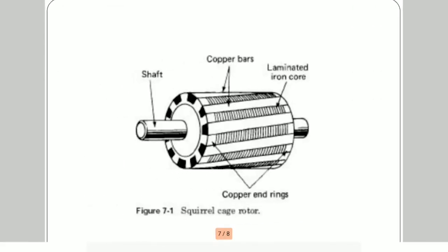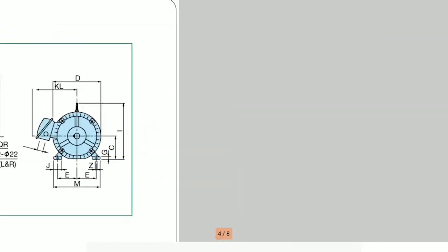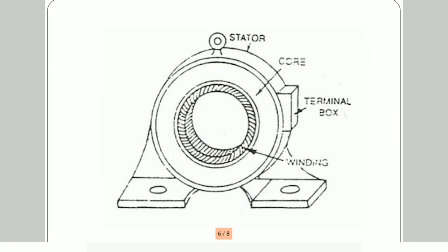And this diagram is the squirrel cage rotor. In this diagram you can see many parts like the shaft, copper bars, laminated core, then copper end rings. So you should draw this diagram as it is on your sheet. So in practical number 4, you have only one diagram, this one, and in practical number 6 you draw two diagrams of the isometric view.